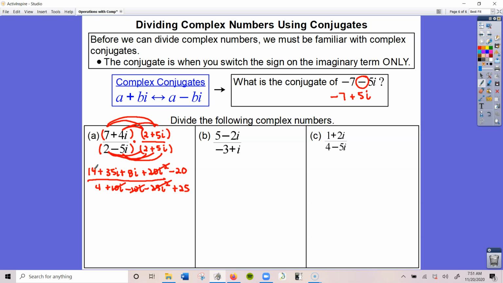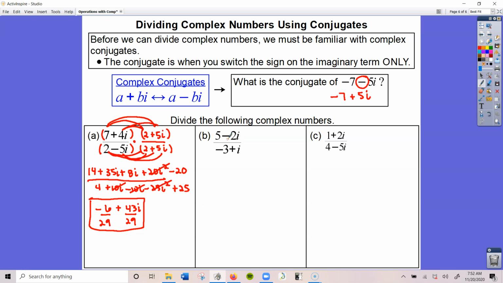So now when we work this out, we have 14 minus 20, which is negative 6, and then 35i plus 8i, which is plus 43i. Everything is divided by 4 plus 25, which is 29. Remember, since our complex numbers are written as a plus bi, we have to separate these fractions. So that way we have the real number plus the imaginary. So I'm going to put the negative 6 over 29 and the 43i over 29, and this would be my answer.